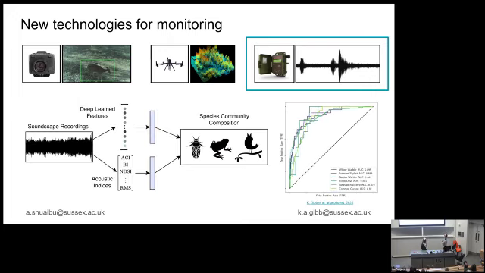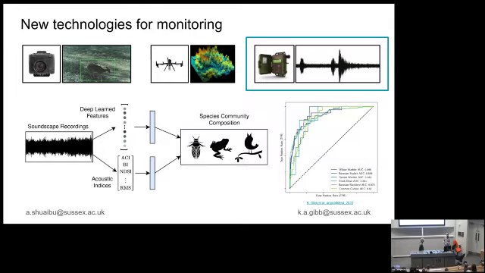The idea is that we can use the audio recordings to embed them into some kind of metric, right? We have deep learned features as one option. There are also linear measures, acoustic indices, which are very commonly used in this area. We can use these to predict species community composition, for example, or species richness. And this works pretty well in a lot of cases.